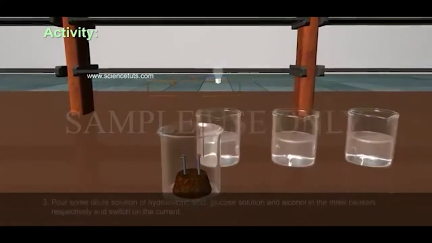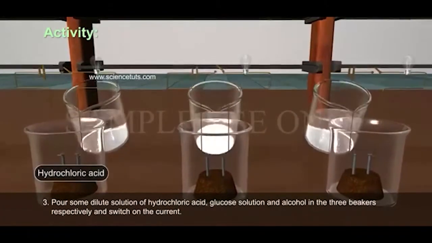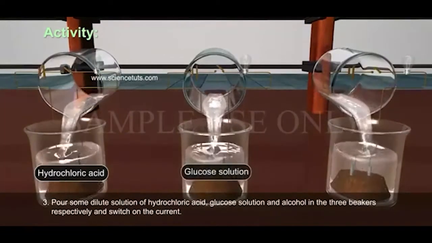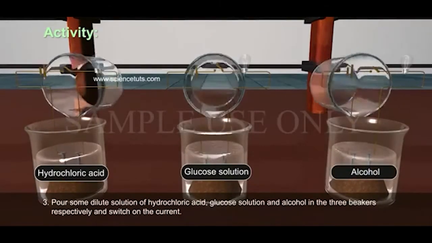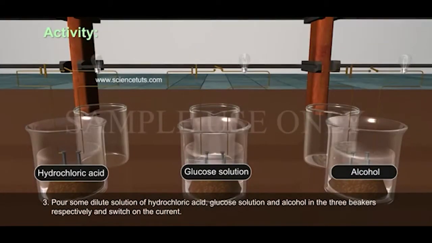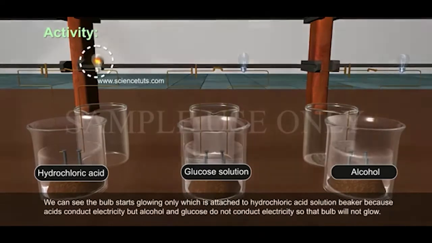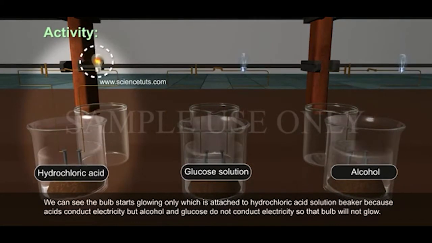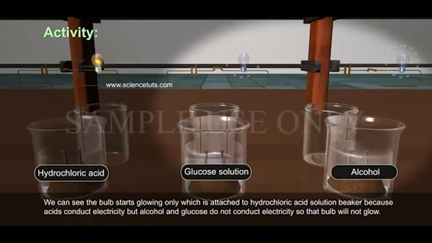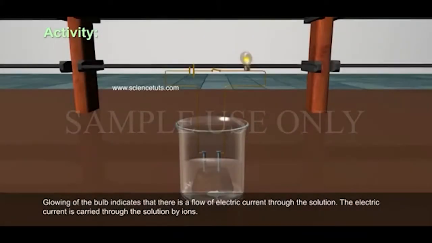Pour some dilute solution of hydrochloric acid, glucose solution and alcohol in 3 beakers, respectively, and switch on the current. We can see the bulb starts glowing, only which is attached to hydrochloric acid solution beaker. Because acid conducts electricity but alcohol and glucose do not conduct electricity, so that bulb will not glow. Glowing of the bulb indicates that there is a flow of electric current through the solution.